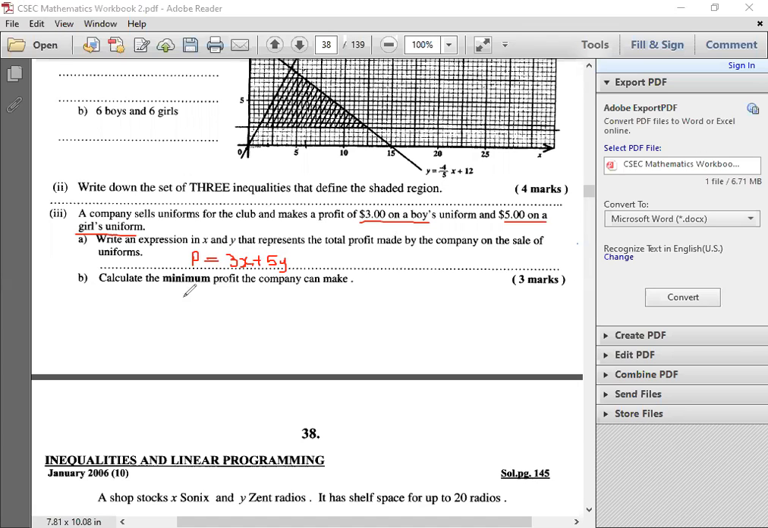To calculate the minimum profit, you will have to write down these 3 points, the coordinates of these 3 points. Write them down quickly. So what did you say? Write down the coordinates of the 3 points that I highlighted on the graph, and then calculate the minimum profit.